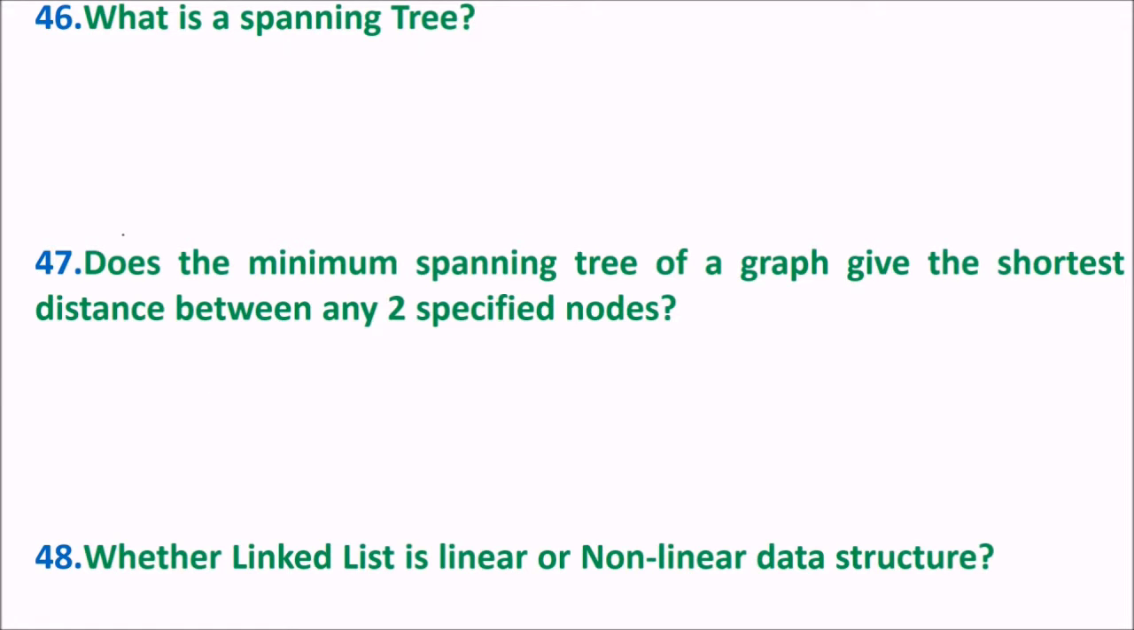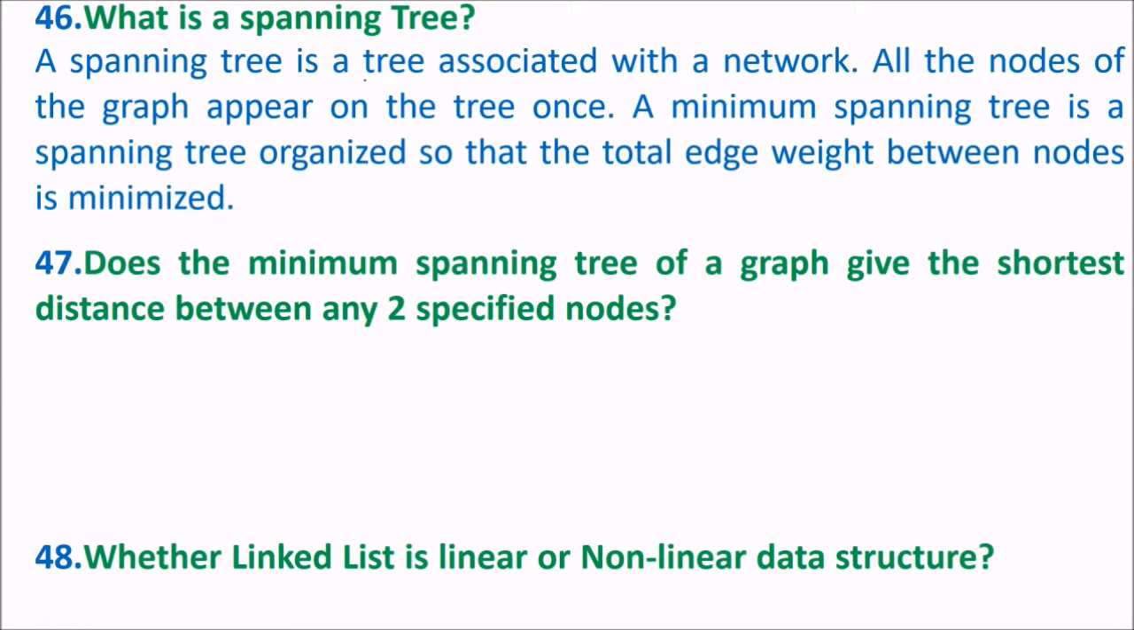What is a spanning tree? This is associated with the network. All the nodes of the graph appear on the tree only once. So the minimum spanning tree is a spanning tree organized so that the total edge weight in a graph, we have edges and vertices, the total edge weight of a weighted graph is minimized.